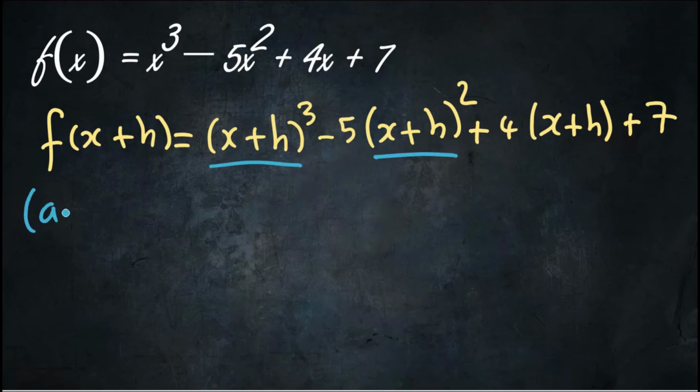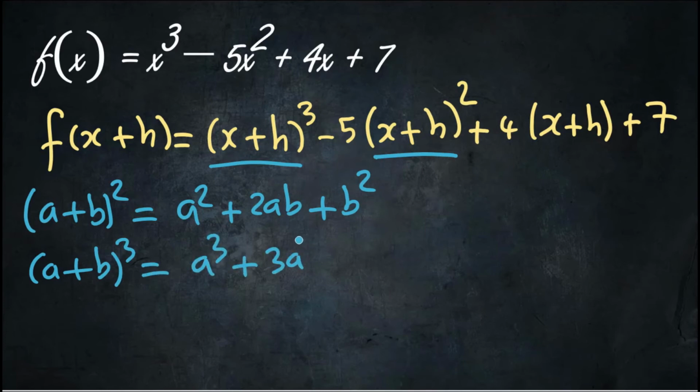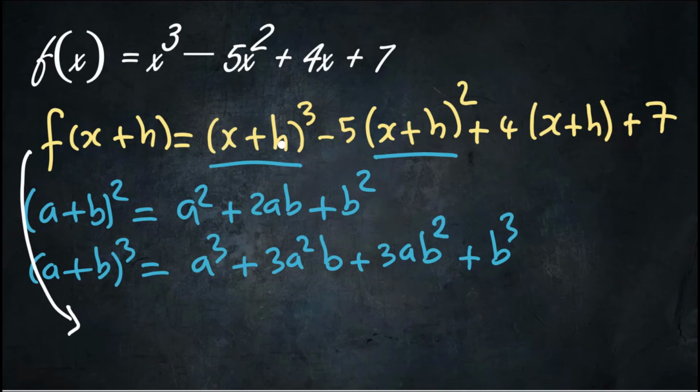Now we do know that (a plus b) squared is a squared plus 2ab plus b squared. This will be useful for (x plus h) squared. For (x plus h) cubed, (a plus b) cubed is a cubed plus 3a squared b plus 3ab squared plus b cubed. Think of x as a and h as b.